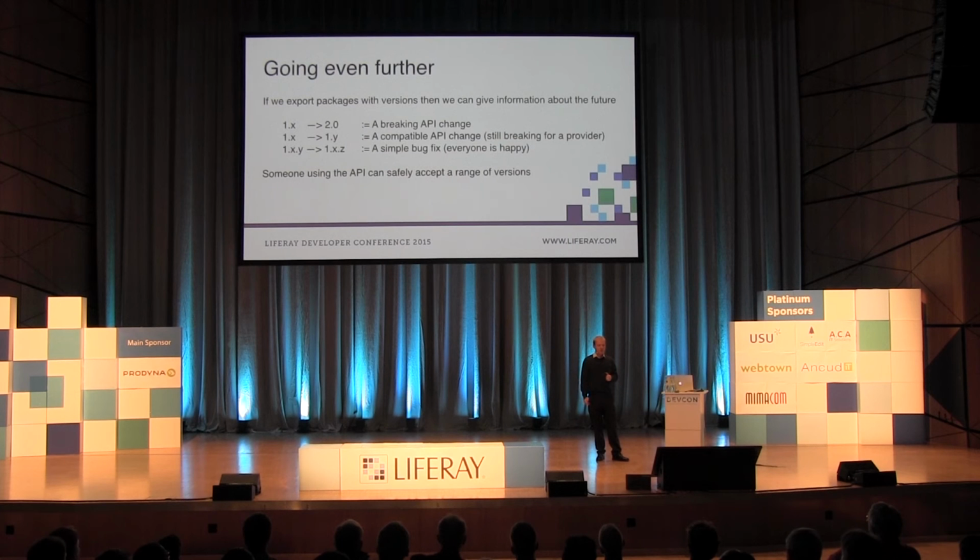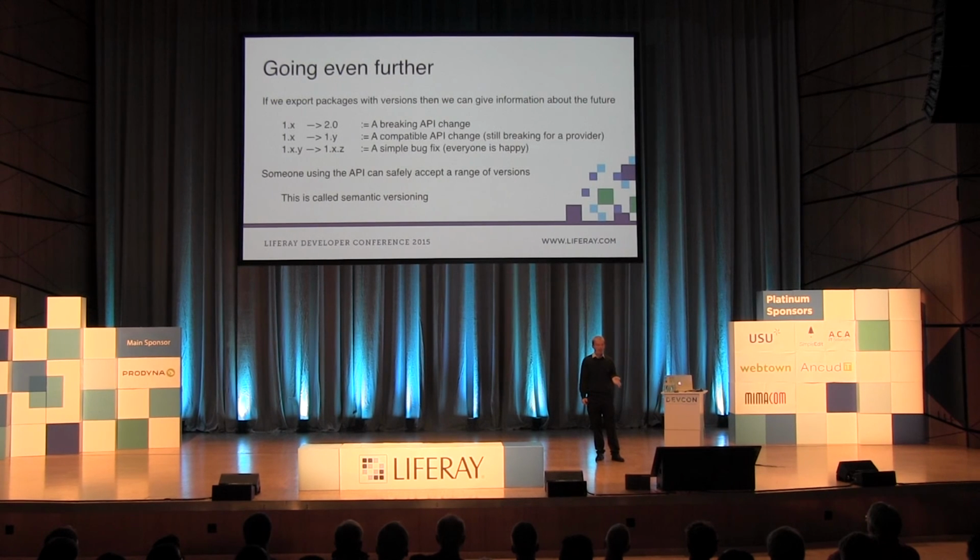But if you do this, someone who uses the API can accept a range of versions, which is nice. And this model is called semantic versioning. This wasn't invented by me. It wasn't invented by OSGi. Well, OSGi has a white paper on it. There's also a thing called semver.org, which is set up by the founder of GitHub, which lists these rules as something that they found to work really well on GitHub projects.